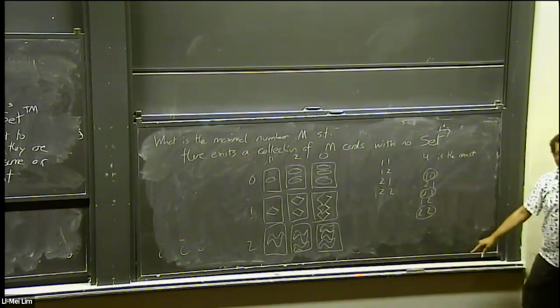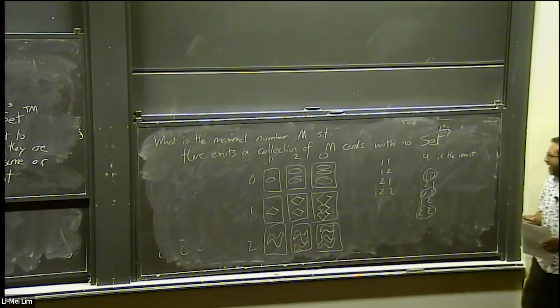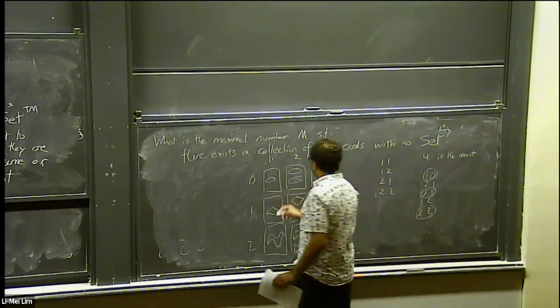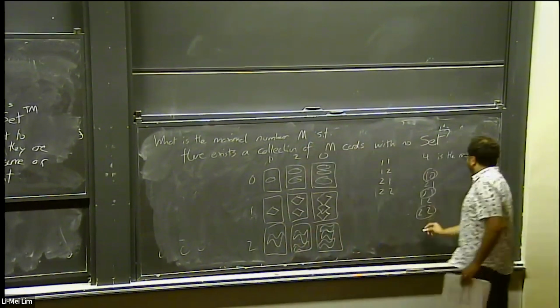Right, all three first coordinates are different, all three second coordinates are different, so those three sum to zero. Yeah, so let's draw it. We can add it up and see that.